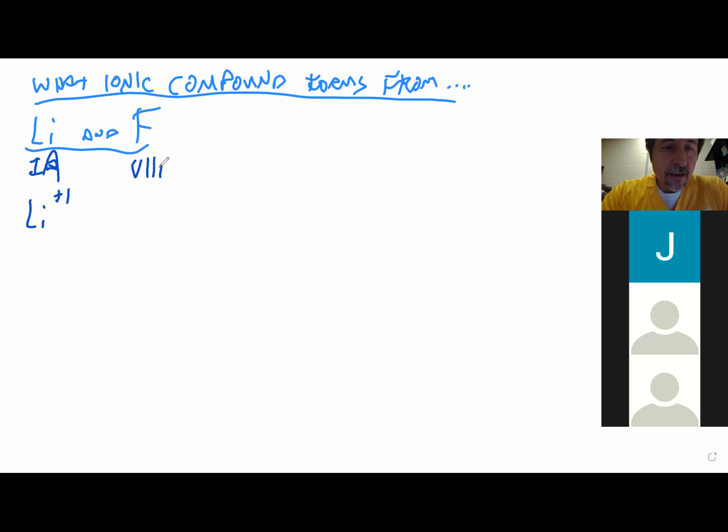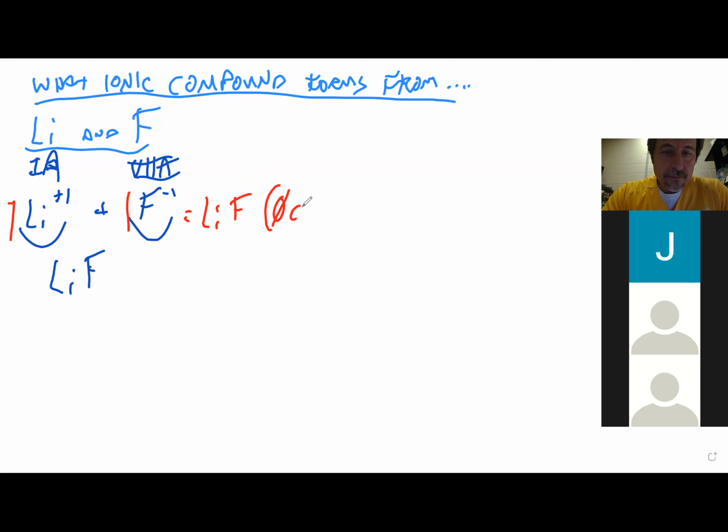Fluorine is in group 7A. It has 7 electrons in its outer shell. It wants to gain 1 to get to 8. And so it's going to make a minus 1. Well, how would you combine Li plus 1 plus F minus 1 so that you get a 0 overall charge? I think that's obvious, right? It's a 1-to-1 ratio. So you can just say 1 Li plus 1 F makes LiF, 0 charge. And you don't put the charges up there. That's only for individual ions. And that's the compound. All right, that's easy peasy lemon squeezy, obviously.